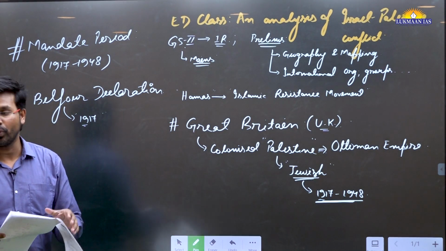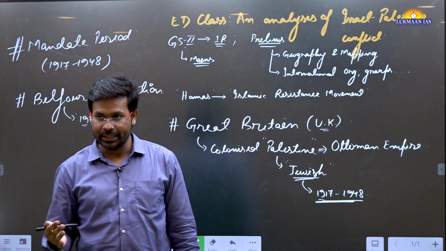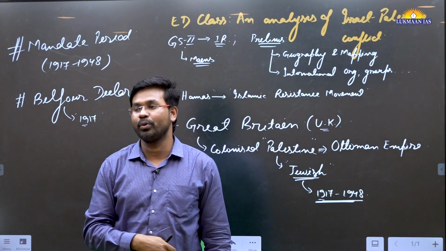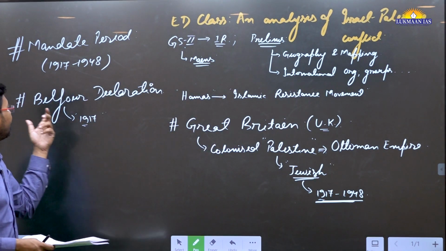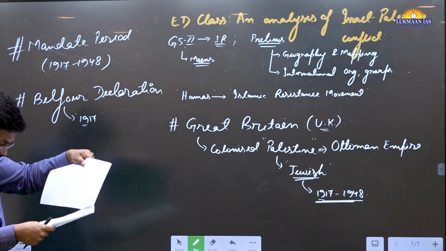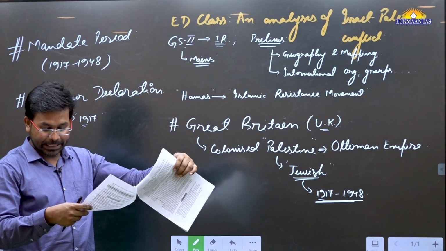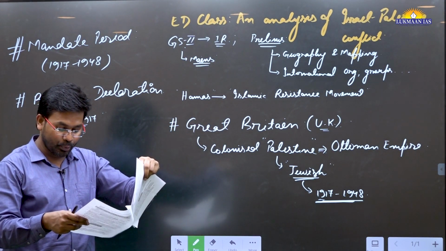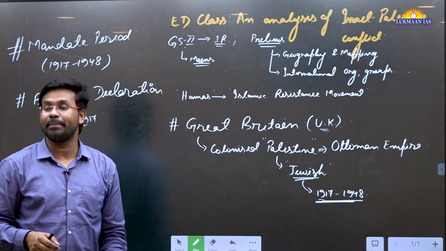During World War I, who were the winning parties? The UK was one of the winning parties, along with many other countries. So they gave the Balfour Declaration. In that declaration, what happened? The Balfour Declaration is a public statement issued by the British government in 1917 during World War I, announcing its support for the establishment of a national home for the Jewish people in Palestine.